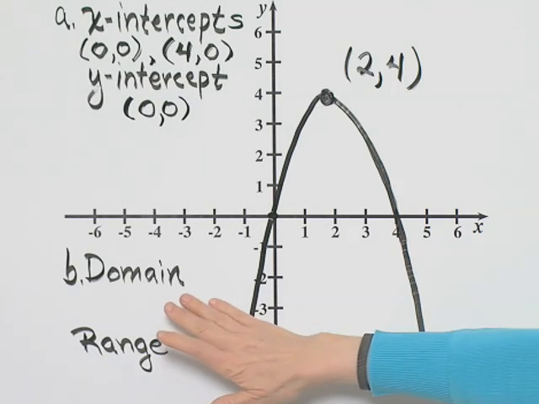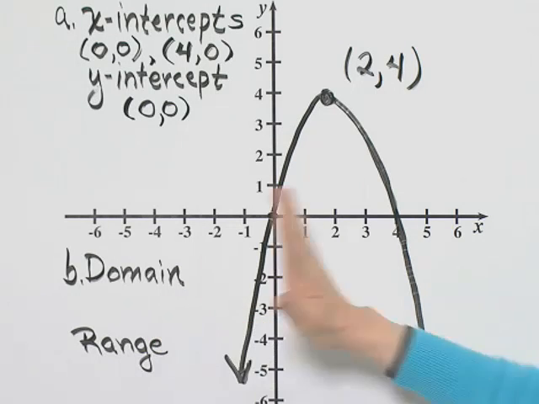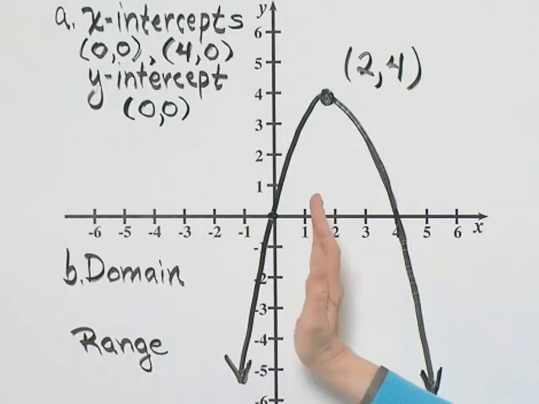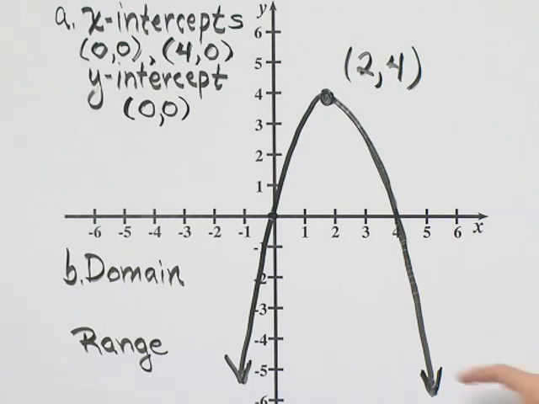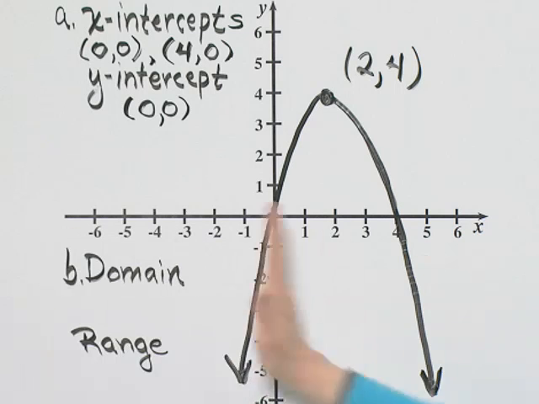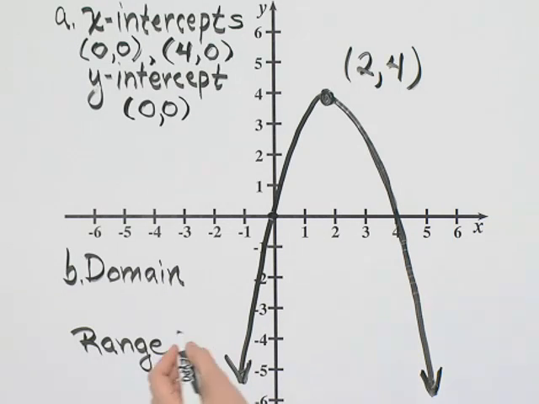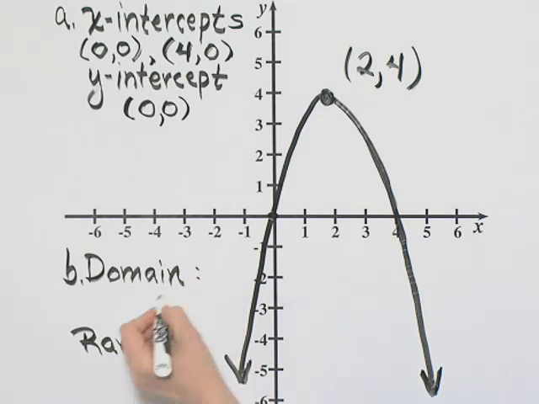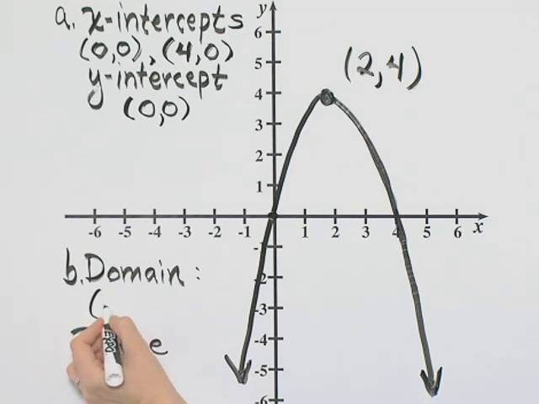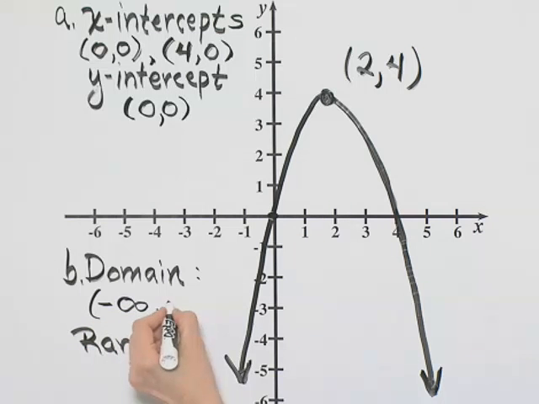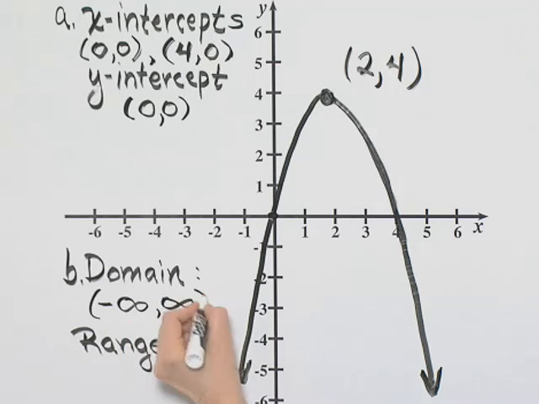Remember, domain has to do with x values, so that means how far left and how far right does this graph extend. Because of this arrow and this arrow, how far left: to negative infinity. How far right: to positive infinity. Domain then, all real numbers, or in interval notation, we can put from negative infinity to positive infinity.